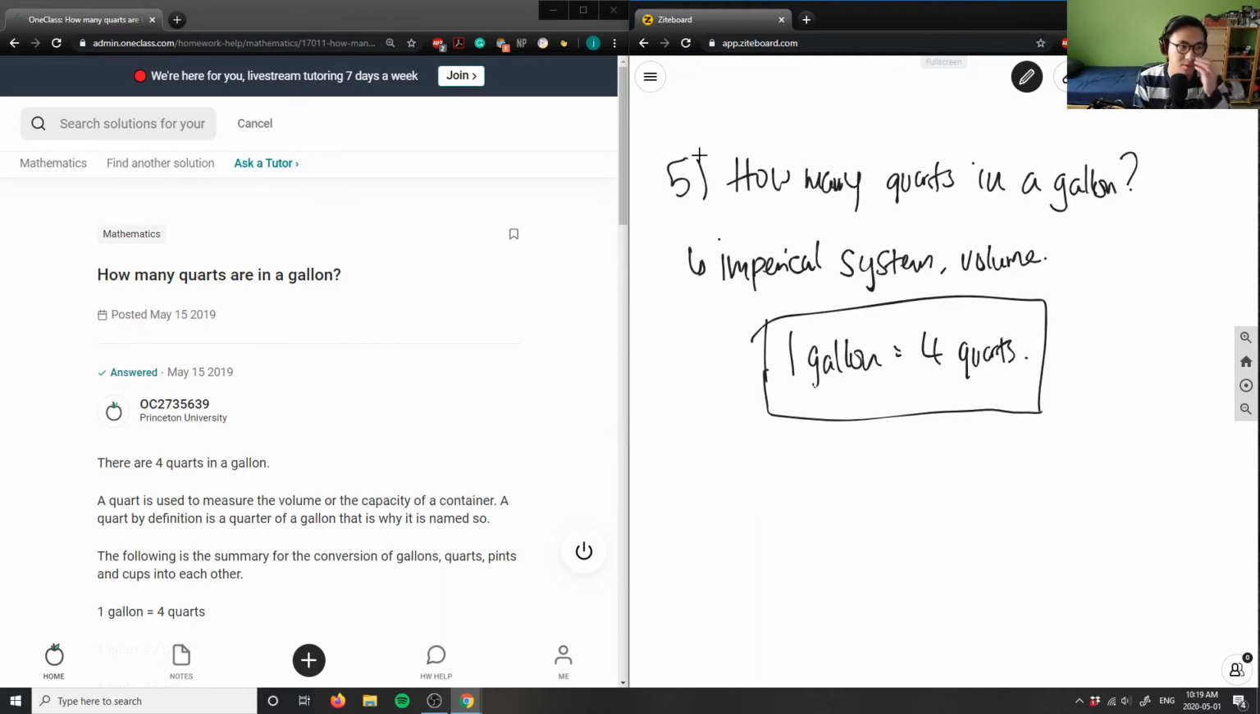So this here is my correct solution and my answer. There's nothing really we need to do to this math problem. It's just asking us what the conversion factor is for how many quarts are in a gallon. So we should know this by now in terms of the empirical system as well. So again, 1 gallon here equals 4 quarts. So again, the solution here is correct.